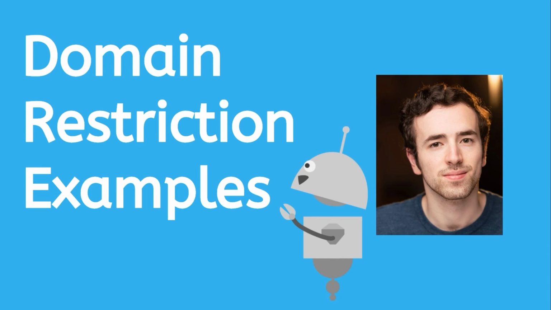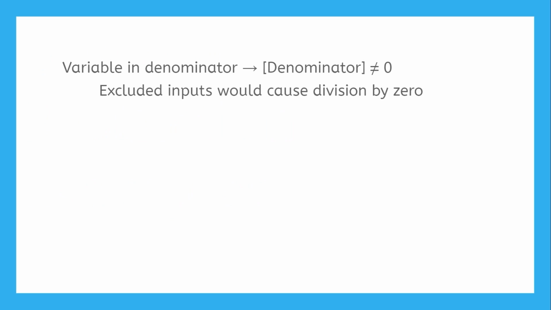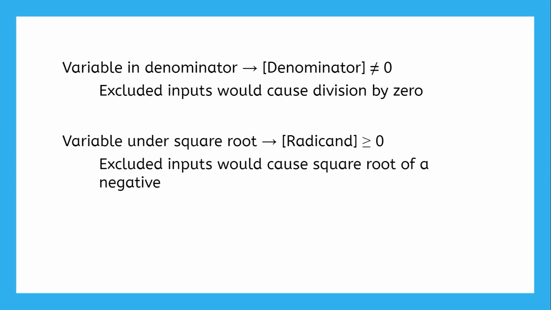In this video, we're going to be working through some more examples on how to calculate domain restrictions for functions. In the last video, we said that if the variable is in the denominator of a fraction, you could find the domain restrictions by setting the denominator not equal to 0. And if the variable is under a square root, we set the radicand, the part under the square root symbol, greater than or equal to 0.